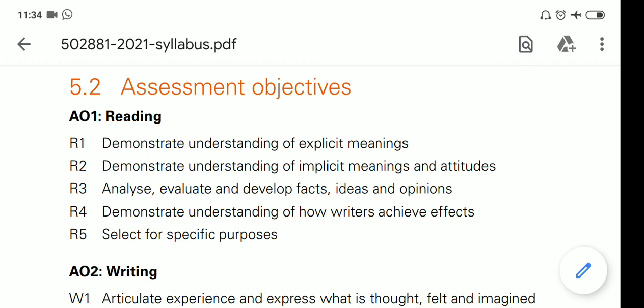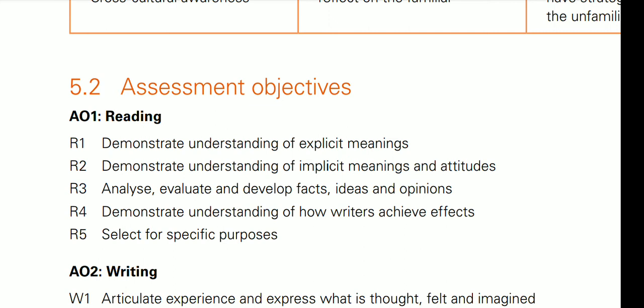R1 is demonstrate reading of explicit meaning. Explicit meanings are those for which the answers are quite simple and you can find them in the text, in the passage. The answers are given there. You just have to locate the answers. R2 is demonstrate understanding of implicit meanings, where you can't find the answers straight away from the passage. You have to use your thinking skills, your own understanding, your own judgment to answer those questions. The answers are not directly given in the passage. So this is R2.